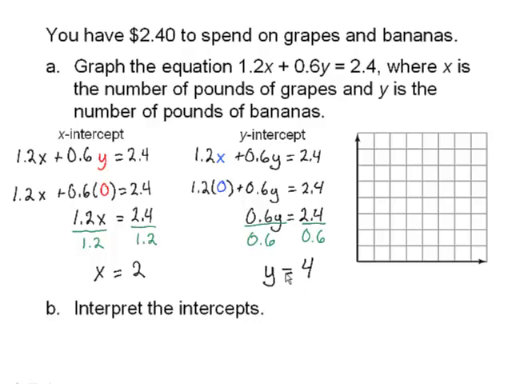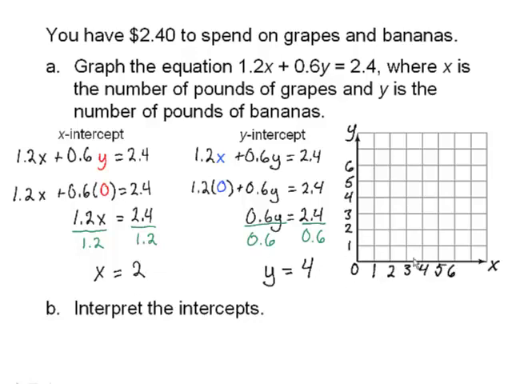Now we are ready to graph the equation. First, we need to label the axes. We have the x-axis and the y-axis. Label the axes in increments of 1, because the x-intercept is 2 and the y-intercept is 4.